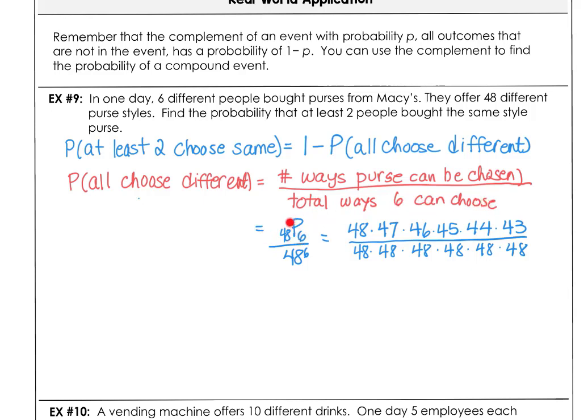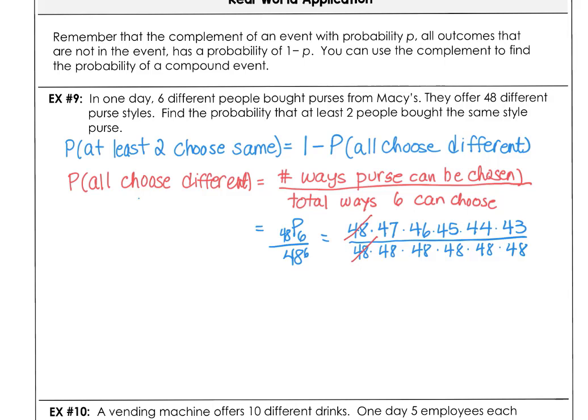So we saw this earlier. That's a permutation of 48 items taken 6 at a time. And every time somebody chooses, that's 48, 48, 48. So we've got 6 people. And if we expand that out, 48 times 47 times 46, 45, 44, 43, you can see there's our 6 people choosing. And dividing by 48 choices each time leaves us with this calculation.